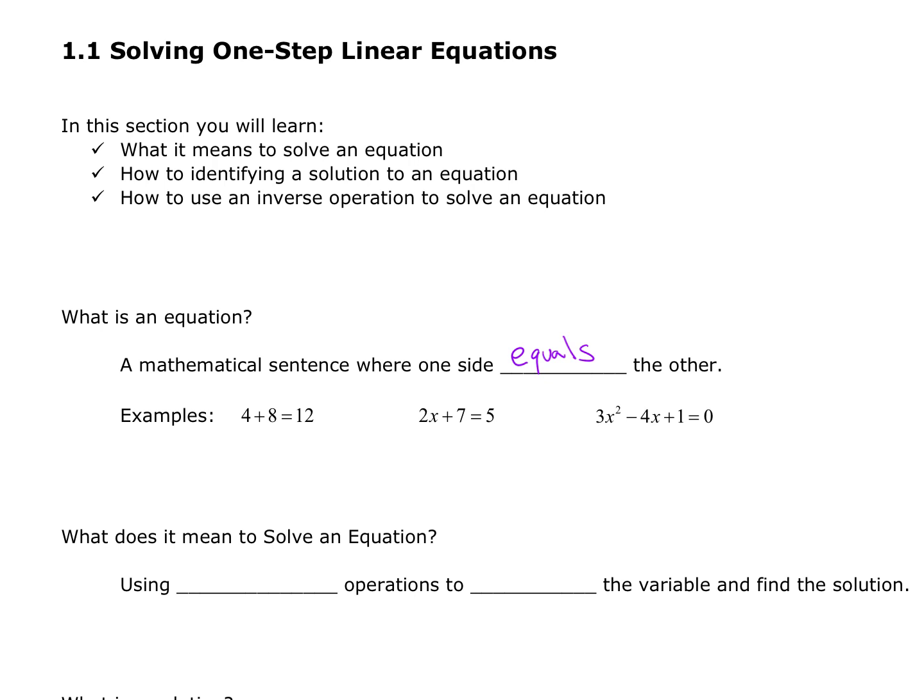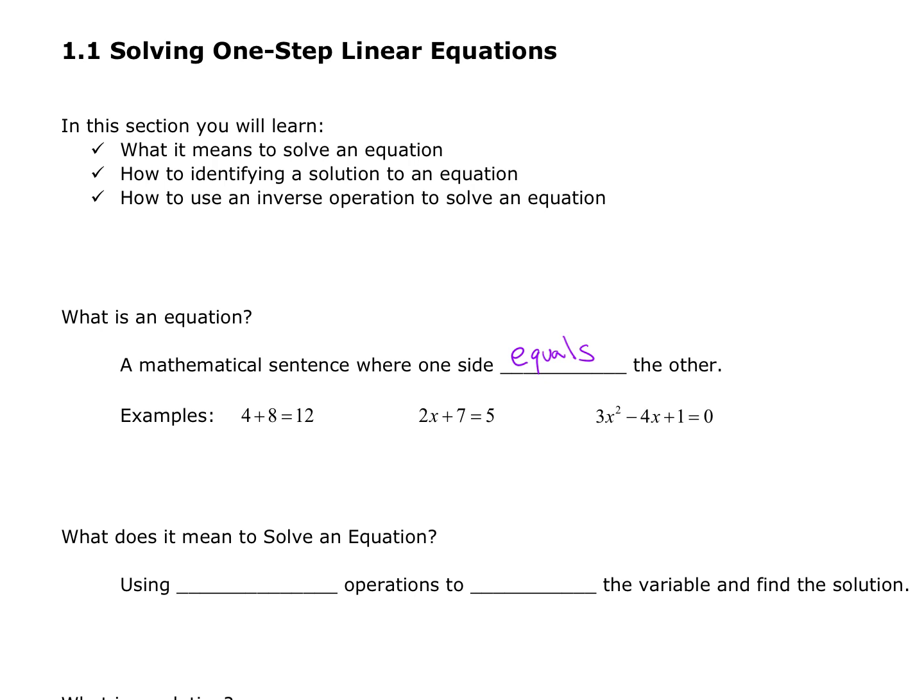Below, we've got a few examples. 4 plus 8 equals 12. That's true. 12 equals 12. 2x plus 7 equals 5. 3x squared minus 4x plus 1 equals 0. Those have x's in them, so we would need to know what x is to make sure that it is a true statement. So what does it mean to solve an equation?